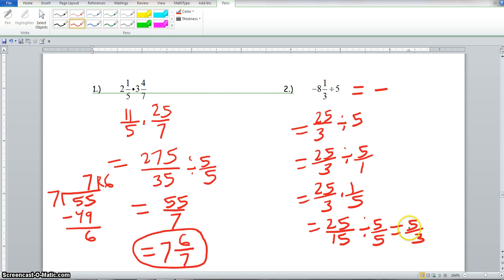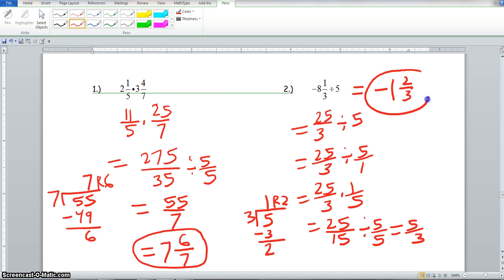Now we need to change this to a mixed number. We'll take 3 into 5. 3 goes into 5 one time. So we have 5 minus 3, which is 2. So we will have a remainder of 2. So we'll write our final answer. We know it's going to be negative. So we add -1. Our denominator would be 3. And our numerator would be 2. So our final answer is a -1 2/3.